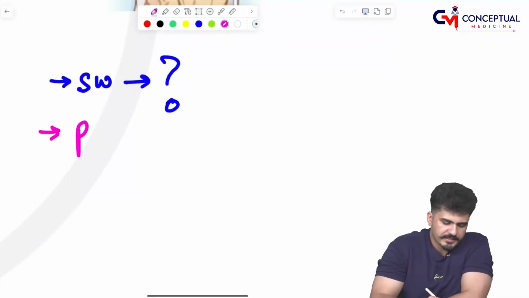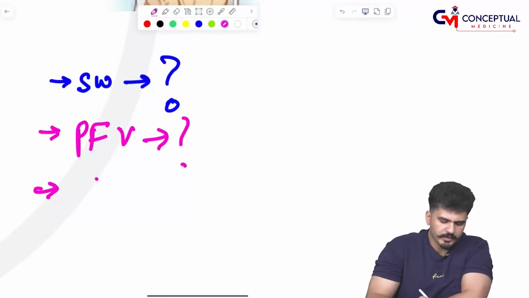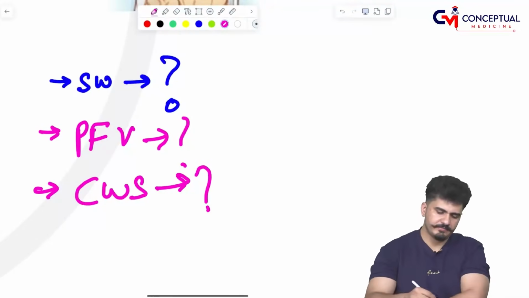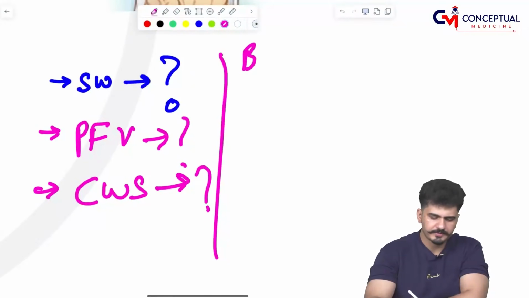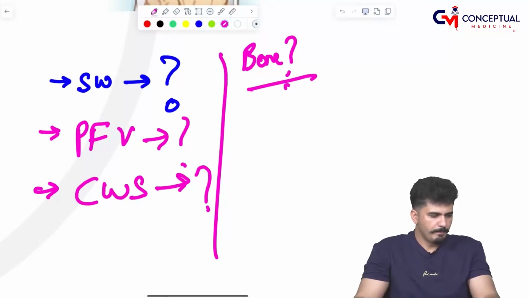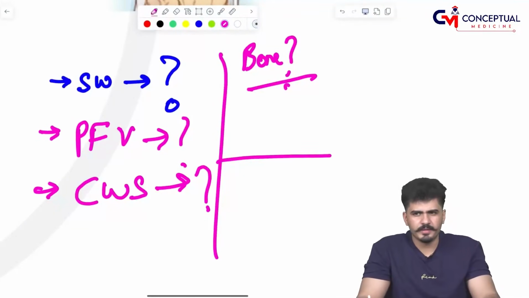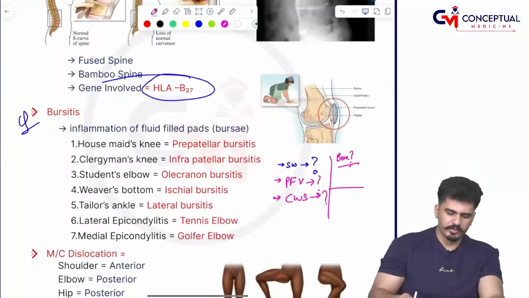Osteopetrosis. Picture frame vertebra is a feature of Paget's disease. Cotton wool skull is a feature of Paget's disease. The outermost covering of the bone is called periosteum. And periosteum is connected to the bone with the help of Sharpey's fibres. Very good, all the questions are correct.